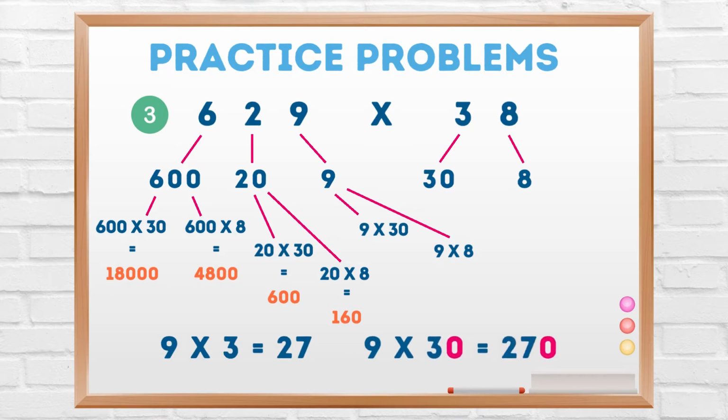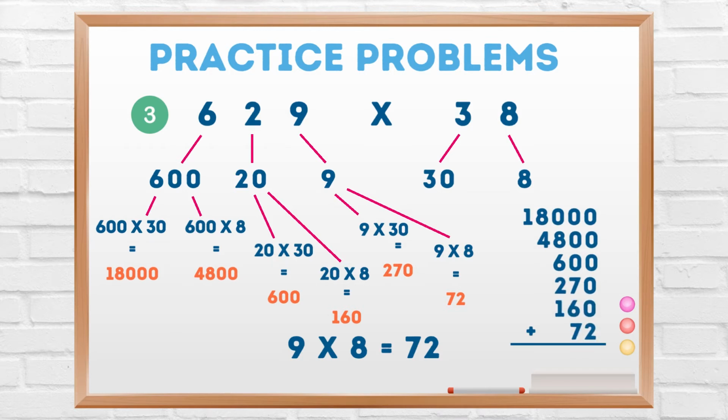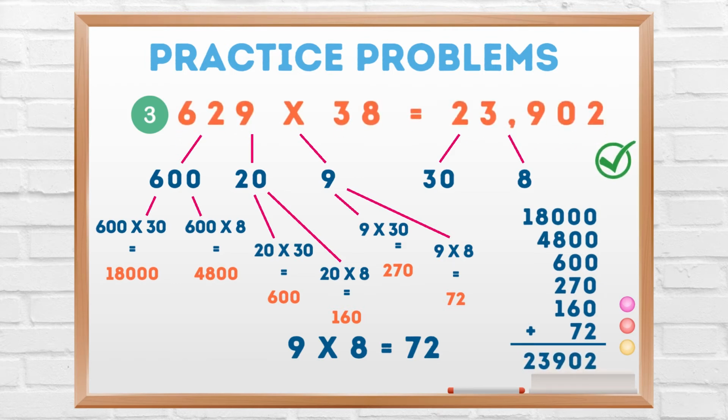And finally, we will multiply 9 by 30 and by 8 as well. 9 times 3 is 27, so 9 times 30 is 270. And 9 times 8 is 72. Now we will add all the products together. 18,000 plus 4,800 plus 600 plus 270 plus 160 plus 72 equals 23,902. So 629 times 38 is 23,902. And that's how you use the partitioning of numbers to solve larger multi-digit multiplication problems.